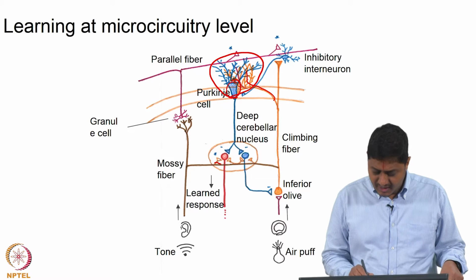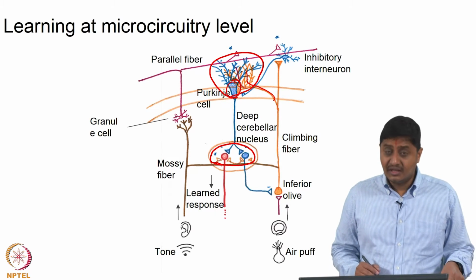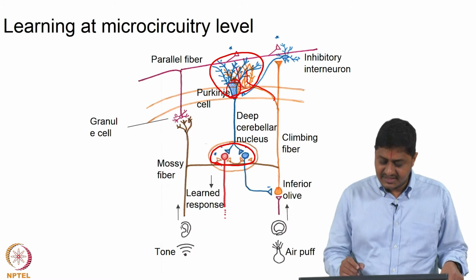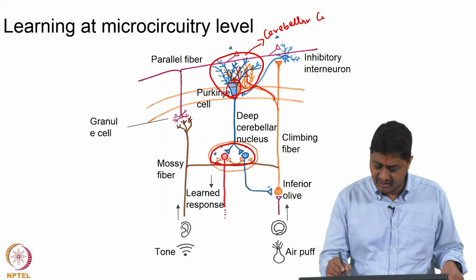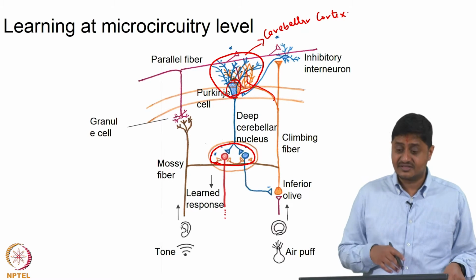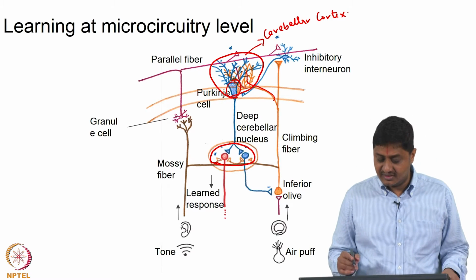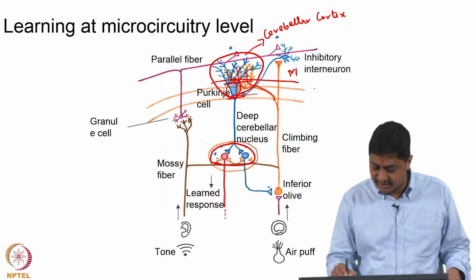But it is now known that it is not just at this site, but other sites. For example, at the deep cerebellar nuclei also, where learning is believed to happen. So, learning happens at multiple sites, not only in the cerebellar cortex. This is the cerebellar cortex, of course, because that is the molecular layer of the cerebellum. Long ago, when we discussed the anatomy and the microcircuitry of the cerebellum, we distinguished that this is the molecular layer, where the Purkinje cell bodies are located is the Purkinje cell layer, and this is the granular layer.